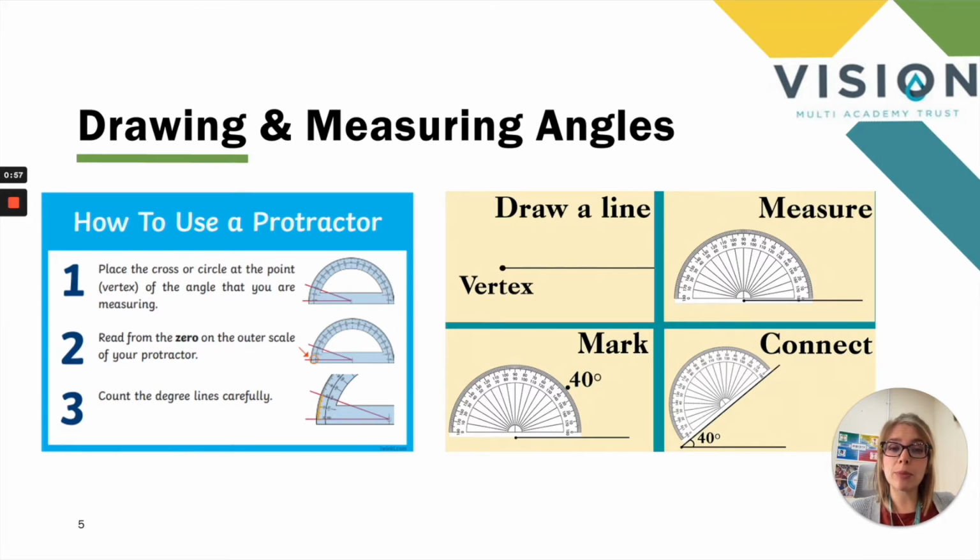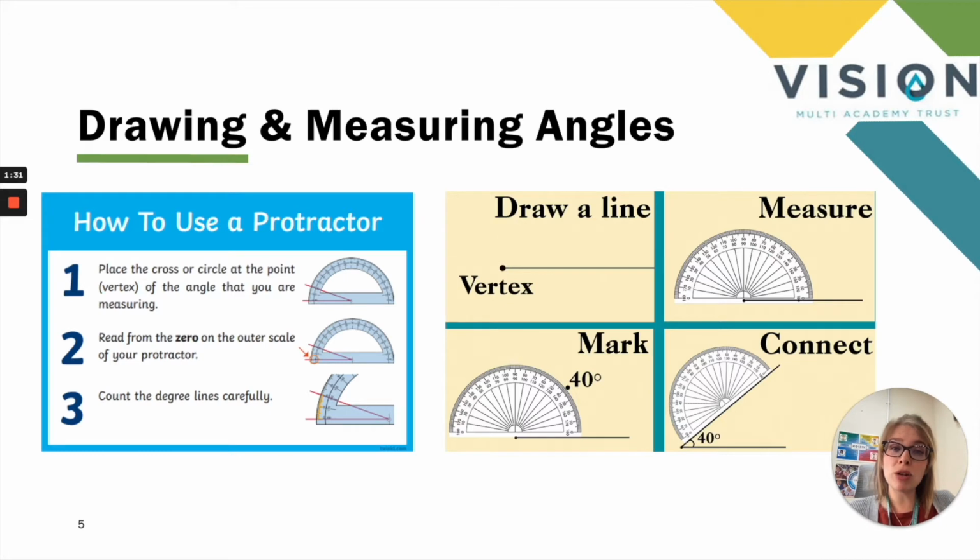So when you've got a protractor, it might be solid or it might have a space in the middle. And we start off by placing the cross or circle right in the centre of the protractor at the point or the vertex of the angle that we are measuring. So we need the bottom line to be along the bottom line on the protractor. And then we use the scale starting at 0 on the outer side to measure where the next line meets. And we count the degree lines carefully.